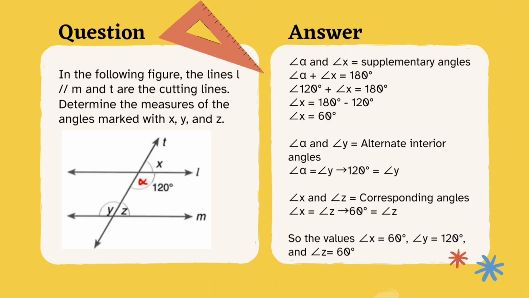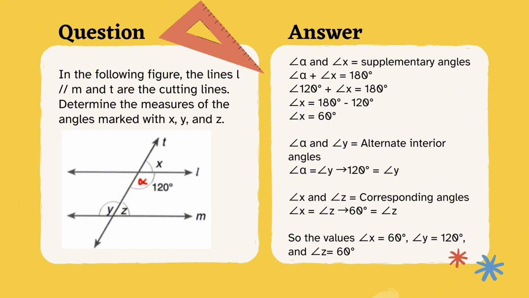Lastly, I want to discuss an example problem on parallel lines. In the following figure, the lines L and M are parallel, and T is the cutting line. Determine the measures of the angles marked with x, y, and z. Okay, for the solution, we will use the concept of angles on two parallel lines cut by a line.